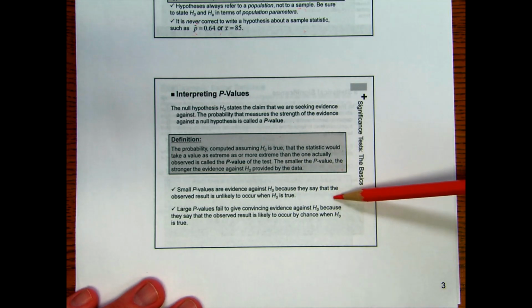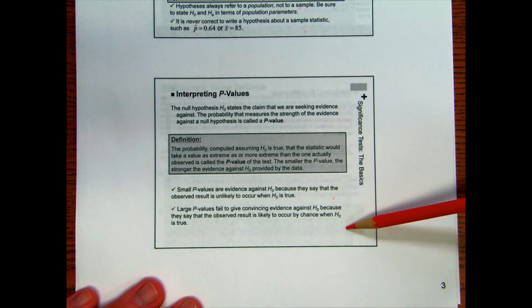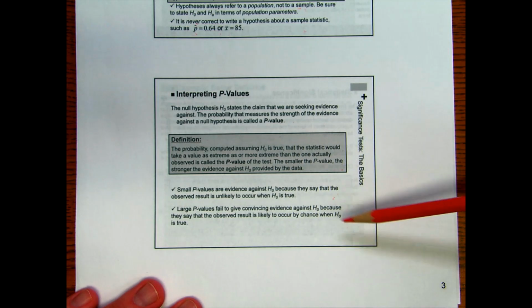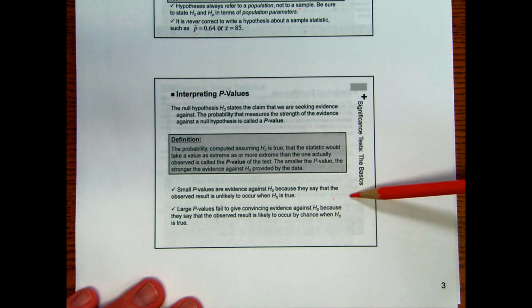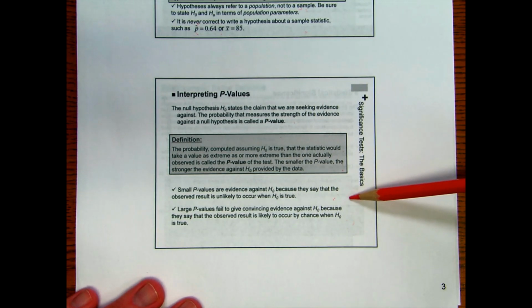Small p-values are evidence against the Ho because they say that the observed result is unlikely to occur when the Ho is true. Large p-values fail to give evidence against the Ho because they say the observed result is likely to occur by chance when the Ho is true. And we've addressed this idea informally quite a bit.